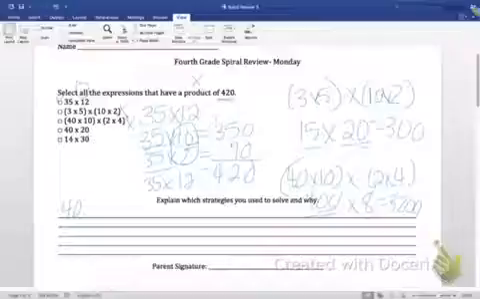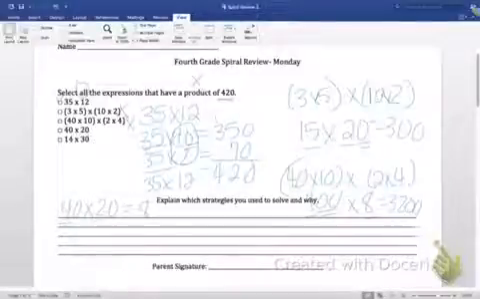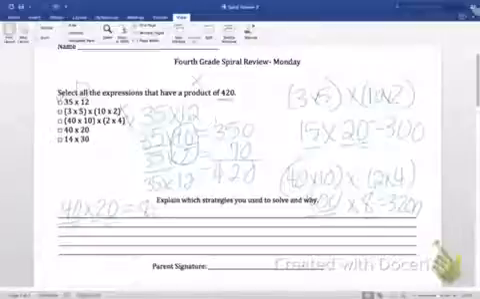The next one says 40 times 20. I'm going to go ahead and do that as well. 4 times 2 is 8. Place this 0 and this 0. That totals 800. Again, that's too much.